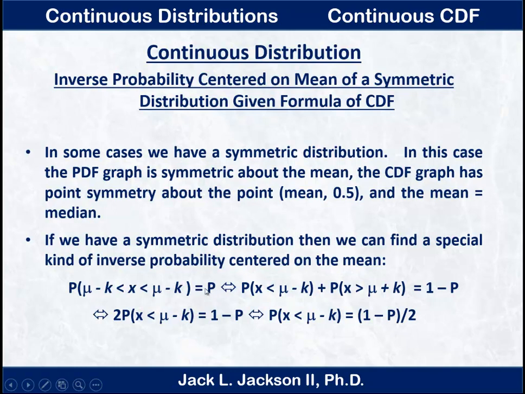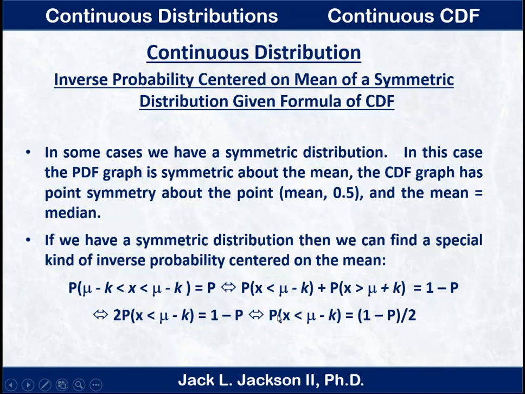So if we call that probability p, 1 minus p has to be the sum of these two probabilities. Now that's true in general, but because it's symmetric, these two probabilities are the same. To the left of mu minus k and to the right of mu plus k are the same, so they're just twice the probability of x being less than mu minus k. So the probability that x is less than mu minus k is 1/2 of 1 minus p.